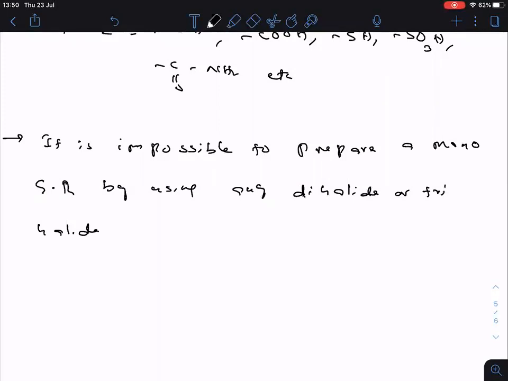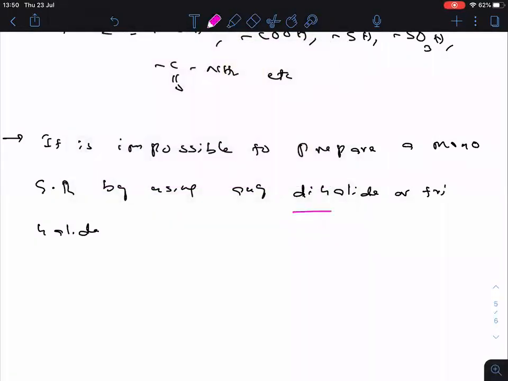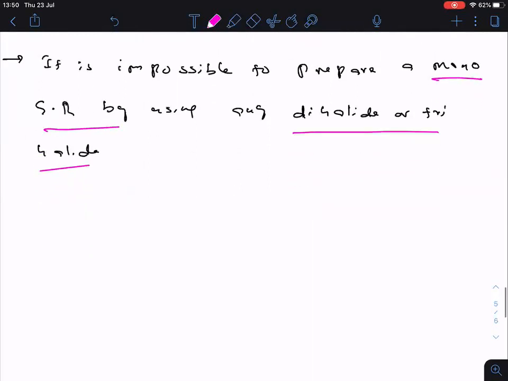So remember, it is impossible to prepare a mono-Grignard reagent by using a dihalide or trihalide. Mono-Grignard means only one RMgX should be there. Di-Grignard means two RMgX. I will take examples also here. It is impossible to prepare a mono-Grignard reagent by using any dihalide or trihalide.